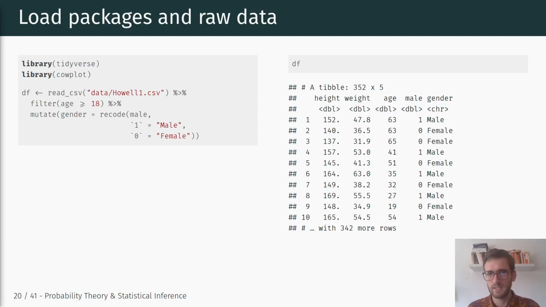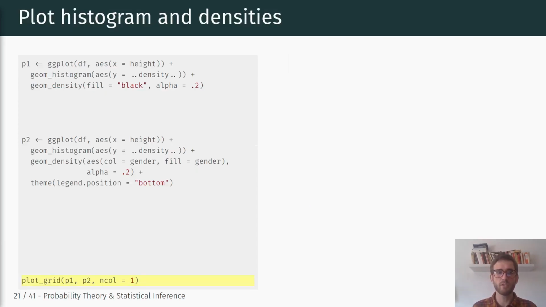Then the first thing we want to do is plot the histogram and the densities of this distribution of heights, right? And remember, for the first figure, we're just looking at the basic distribution across all individuals, right? And so in order to do that, we first create a ggplot where the only aesthetic mapping is height, and we want to create a histogram.